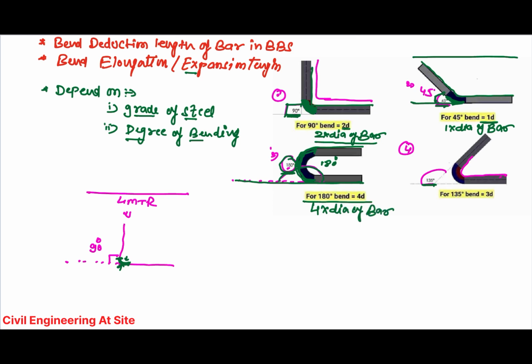Okay, and another one we have, if we are bending the bar at 135 degree. This is the bar. If we bend at 135 degree, this is the increasing length due to stretching at 135-degree angle. So the length will be increased by 3 into dia of bar. Okay, why are we calculating this length?